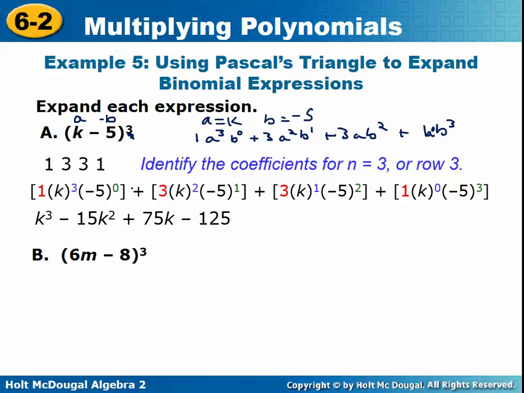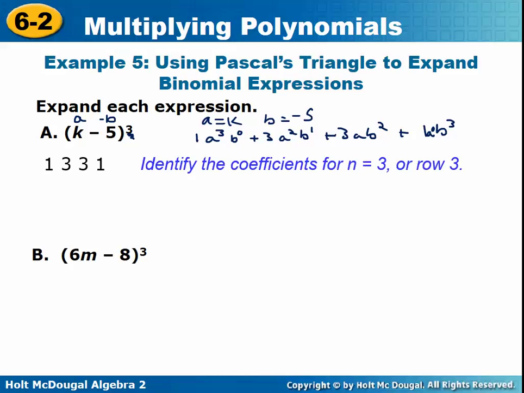All right, so every time we see a here, we're going to put k, and every time we see b, we'll put negative 5. I'm going to do it by hand instead of step by step. All right, so here's our formula to use. A is k. So I'm going to write 1k cubed. Now, you can write b to the 0, which would be negative 5 to the 0, but anything to the 0 power is 1. So why write it?